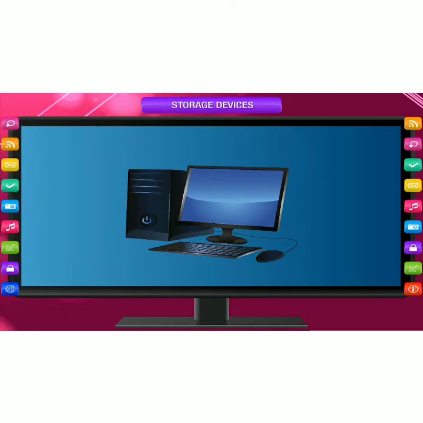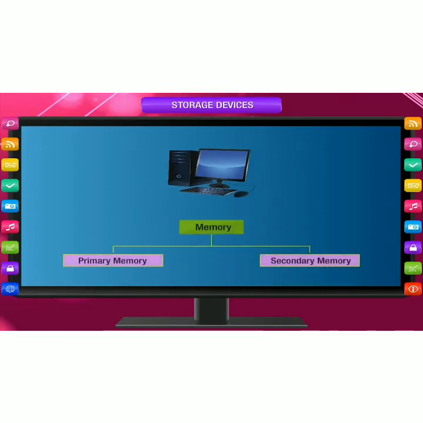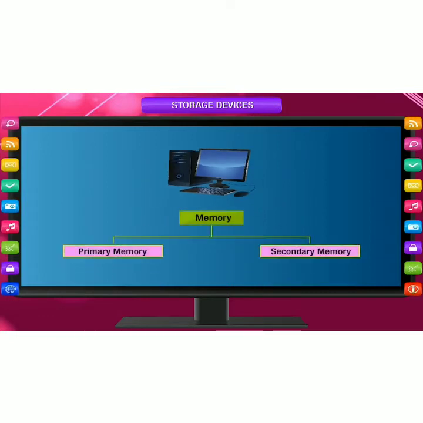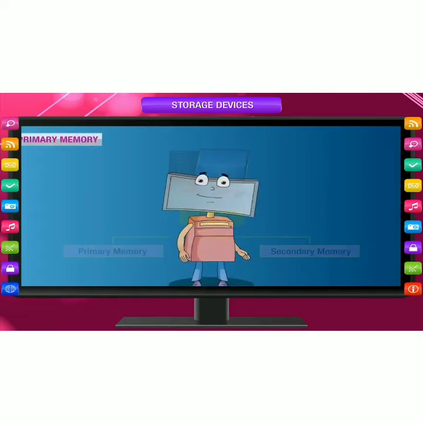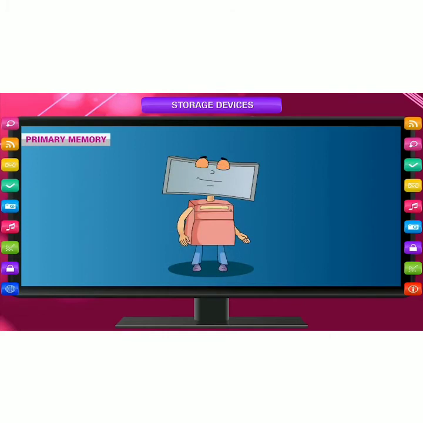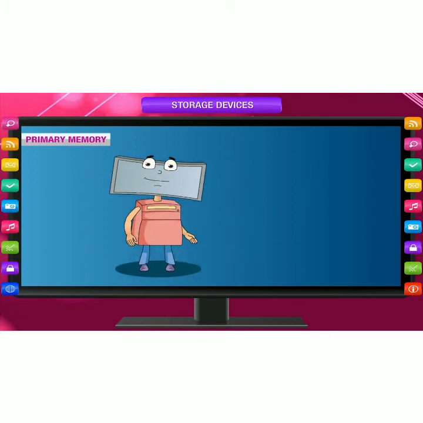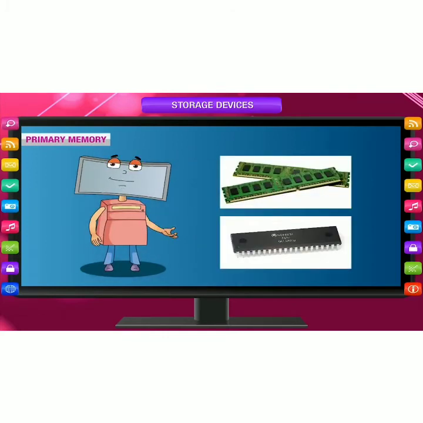Now, do you know how many types of memory devices are there? There are two types of memory devices. First one, primary memory devices. It is the main memory of the computer and it is present inside the CPU box. The primary memory devices are first one RAM, that is random access memory, and the second one is ROM, that is read only memory.